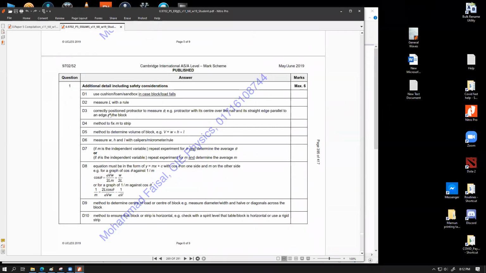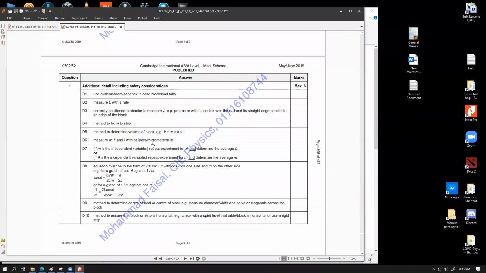Makes sense. Correctly position the protractor to measure theta. Example, protractor with center over the nail and the straight line edge parallel to the edge of a block. Method to fix the M to strip. So this is the part where I told you for hanging the mass with a piece of string and a mass hanger. Method to determine the volume of the block. Example, V equals W times H times L, which I said.